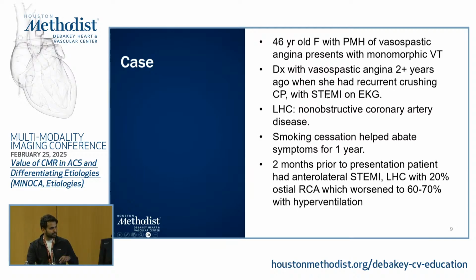The first time she was diagnosed, she stopped smoking, and that helped abate her symptoms for about a year. She then underwent a stellate ganglion blockade for her vasospastic angina, but then 1 or 2 months after that, she comes in now with an anterolateral STEMI and a left heart cath, which we'll show with 20% ostial RCA, which worsened to about 60 to 70% with hyperventilation.